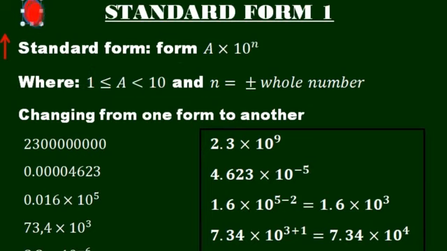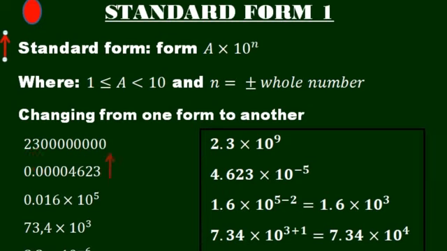The first number there is 23,000,000, lots of zeros there, right? We need to change this number into standard form. To be in standard form, it must be like 2 comma 3, which is between 1 and 10. So we need to put our comma between 2 and 3 so that this number is between 1 and 10. But where is our comma in this number?